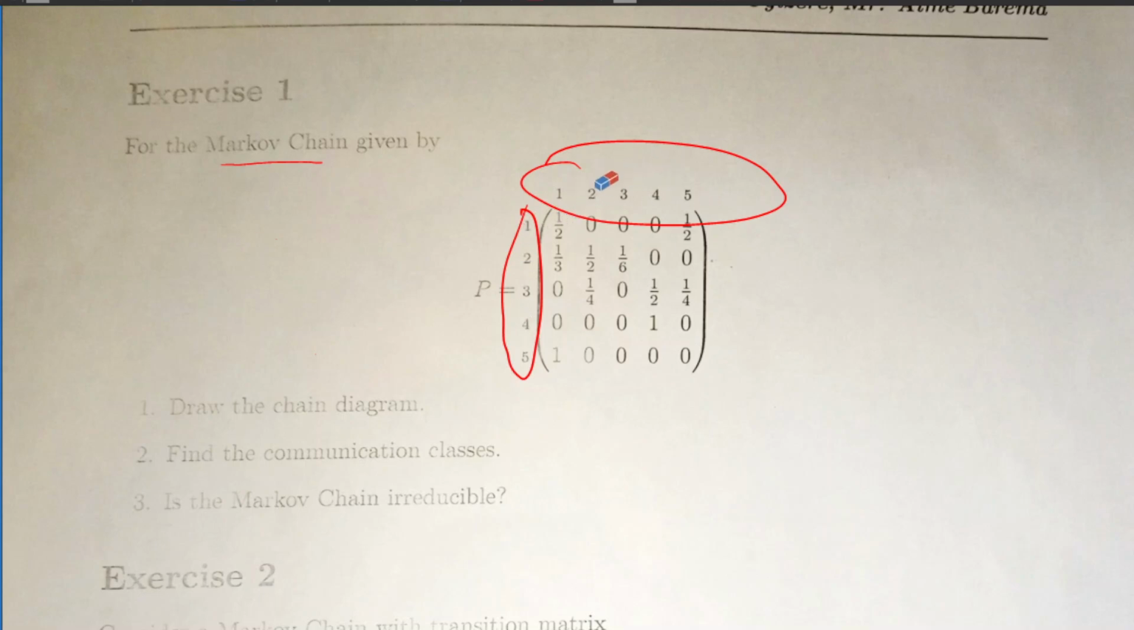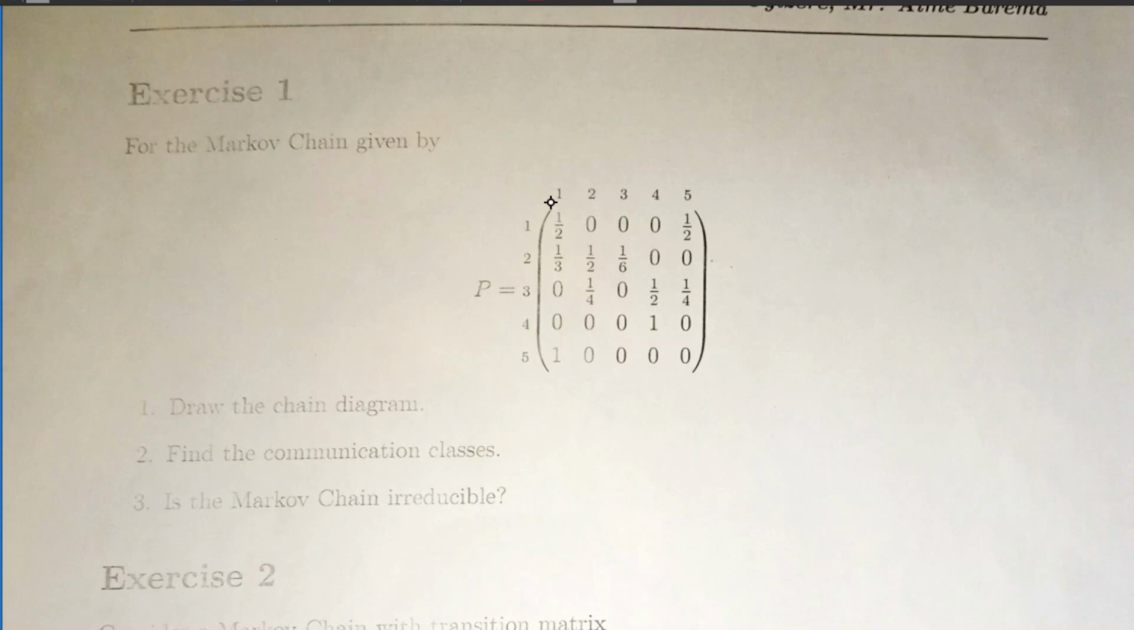So starting at 1 and going to 1, we have a probability of 1/2. Starting at 1 and going to 2, the probability is 0, and so on and so forth. Starting at 3 going to 5, that is a probability. So that is the general idea behind the matrix. Now you're asked to draw the chain. So you're given a Markov matrix, and now you're asked to draw a chain.